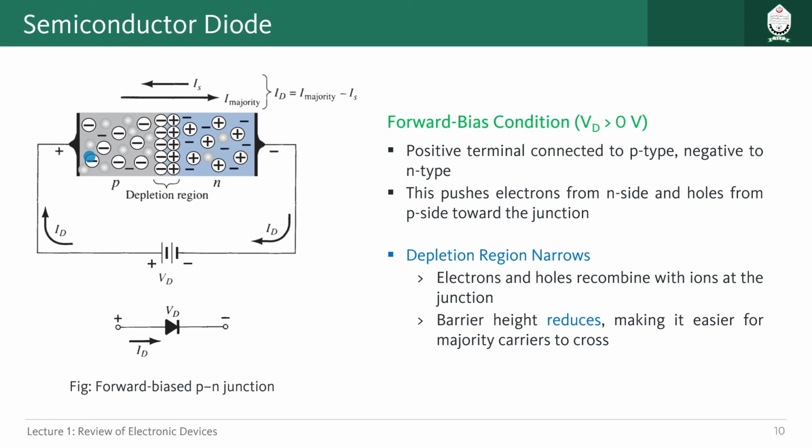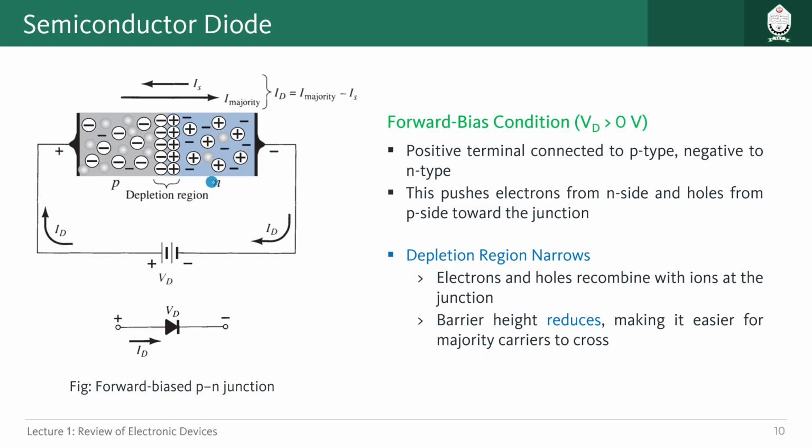Now for forward bias condition, we will have VD equal to a positive voltage. Here you can see this voltage supply, the positive side of that is connected with the p-type material and the negative side of that is connected with the n-type of our p-n junction. As a result, what will happen, it will push the electrons from the n side and holes from the p side towards the junction, because this positive side here will repel any holes, that will push the holes to go and cross the depletion region and recombine at the n-type.